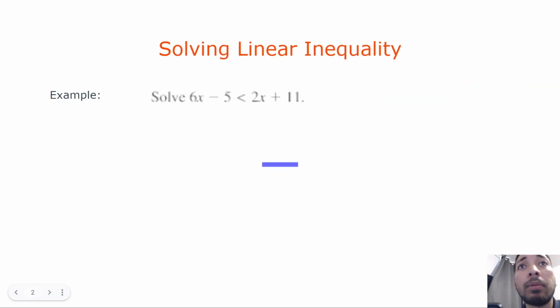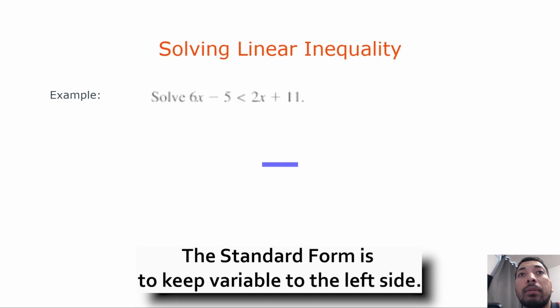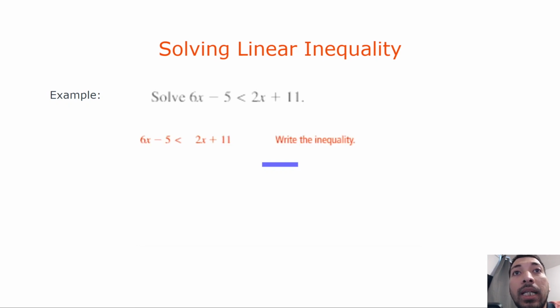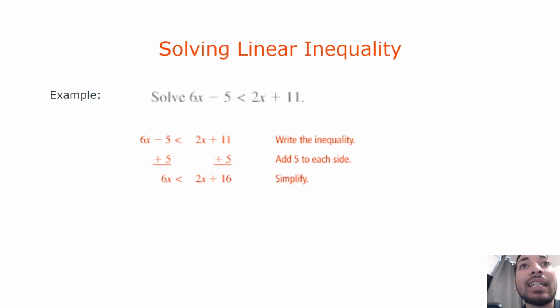So here is the first problem. We have 6x minus 5 less than 2x plus 11. The standard form is that we move the variables to the left side and keep the constant to the right side. So the first step is we write down the inequality and then we add 5 on both sides because we want to take the constant to the right side. Since there is a subtraction sign over here, we need to use the addition operation. Simplifying, we get 6x less than 2x plus 16.